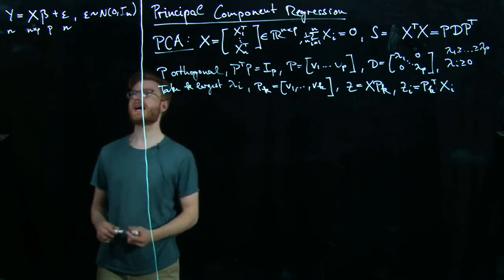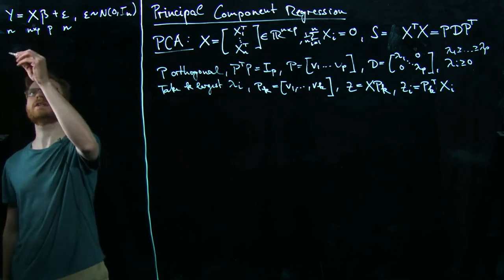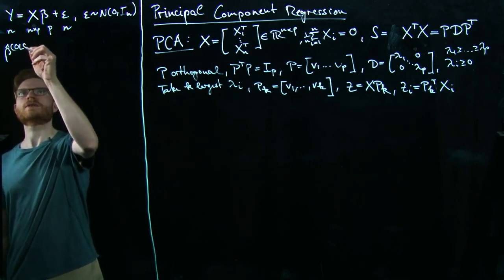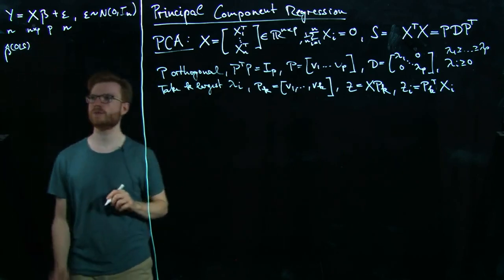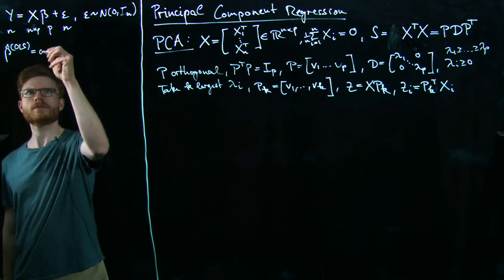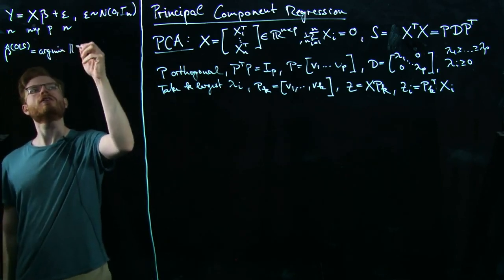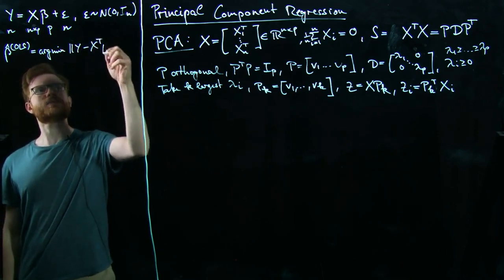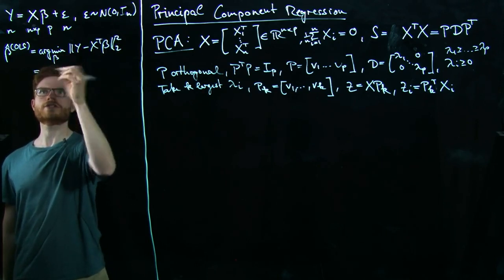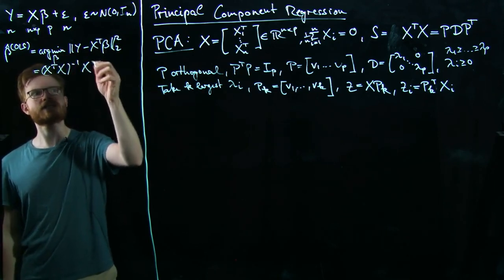Now, you've learned one estimator you could think about here, namely the least squares estimator, or ordinary least squares estimator, which I'm going to denote by beta hat OLS, which is the minimizer of y minus x transpose beta Euclidean norm squared, or alternatively can be written as x transpose x inverse x transpose y.